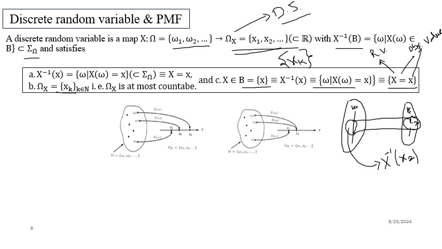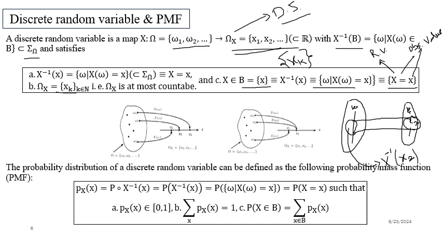You are getting a picture like various elements in the omega, and these omegas are mapped to real numbers. So this mapping, you can see it this way. This is the mapping, a visualization of a discrete random variable.